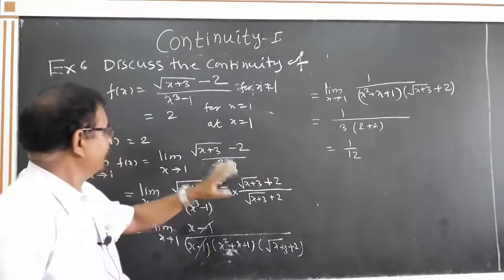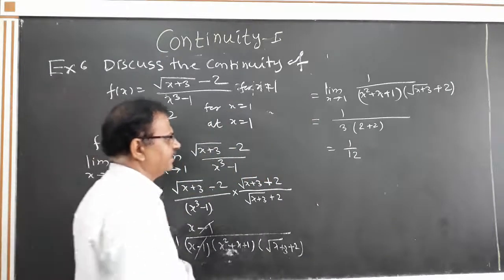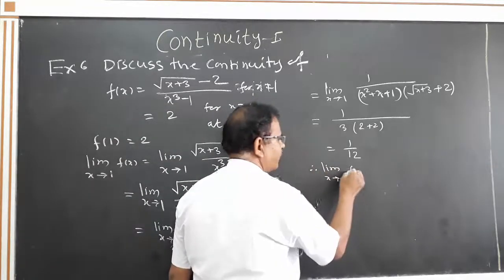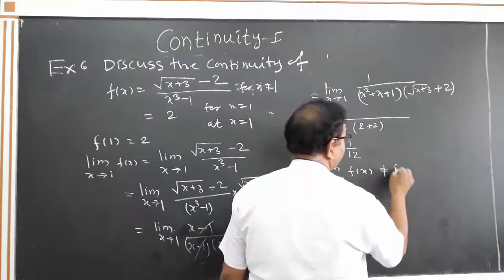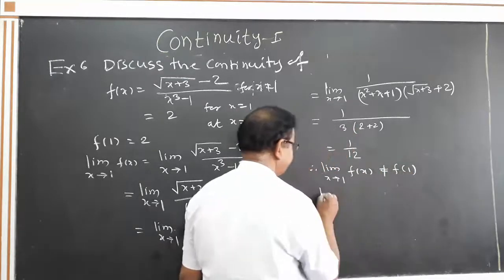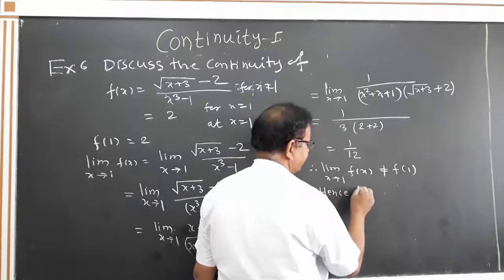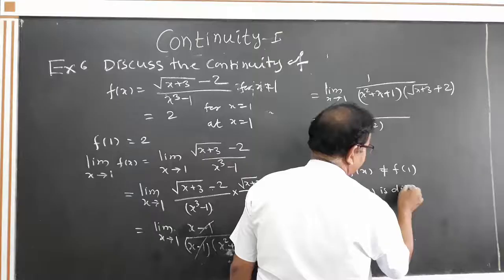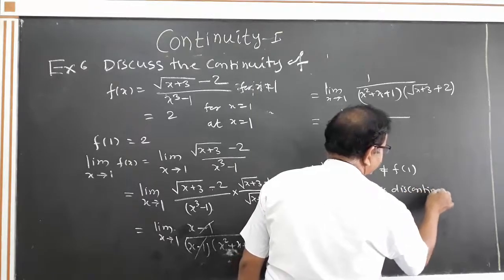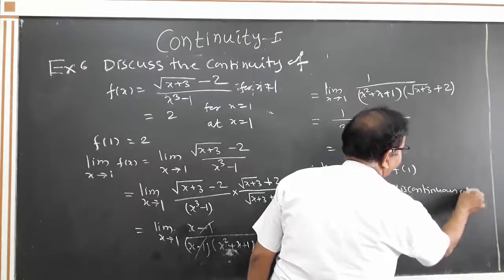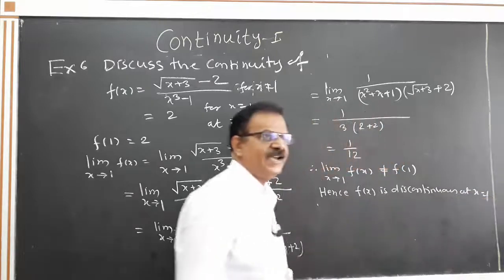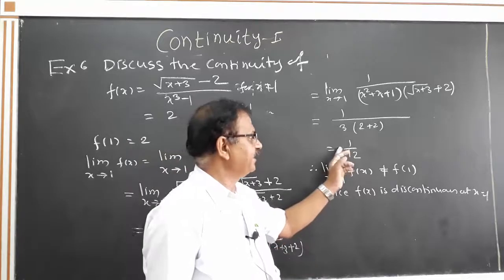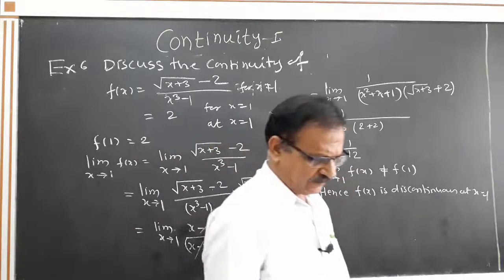Limit is 1 by 12, f of 1 is 2, therefore limit x tends to 1 of fx is not equal to f of 1, hence fx is discontinuous at x equal to 1, and this is a removable discontinuity, and this removable discontinuity can be removed by defining f of 1 equal to 1 by 12.